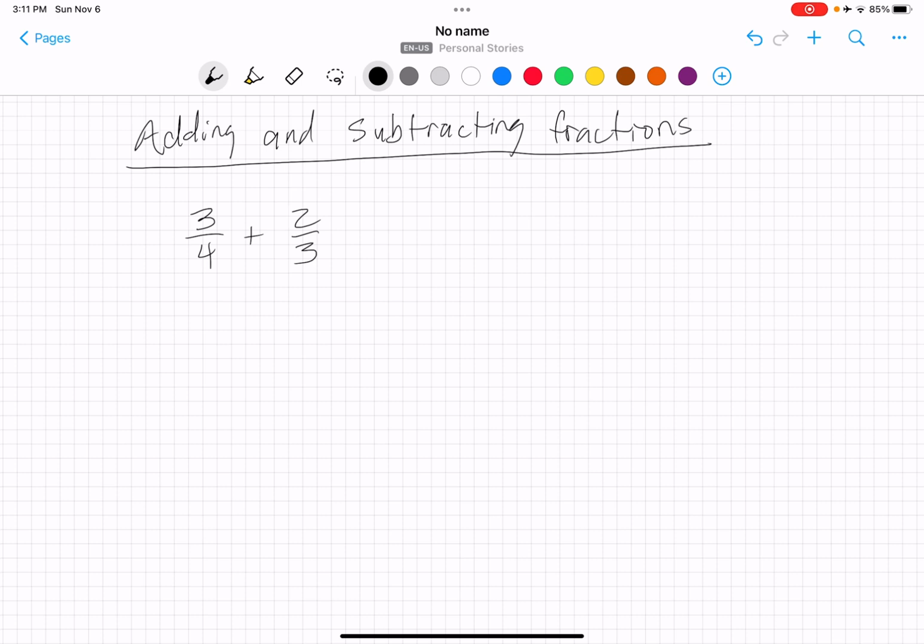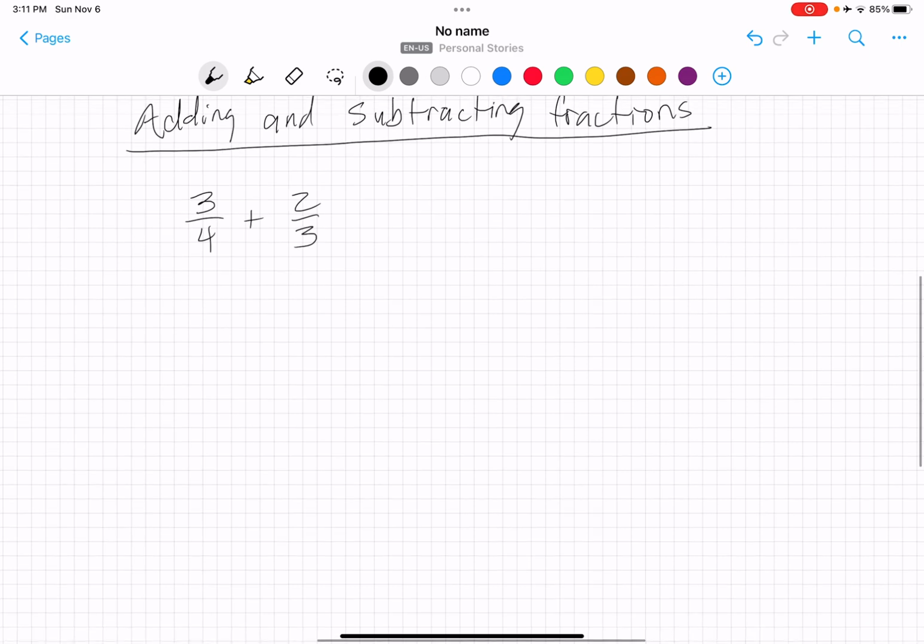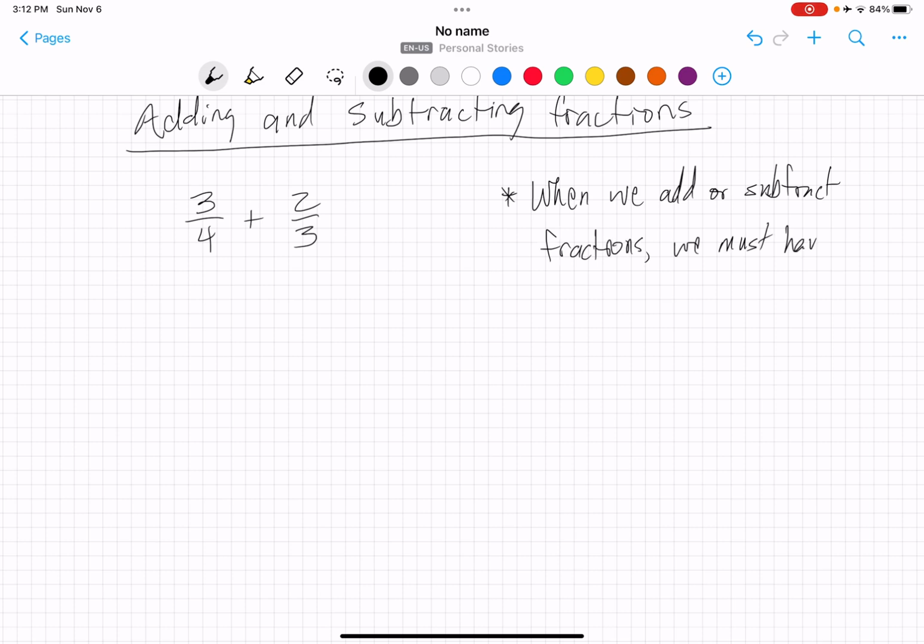Remember that we had a couple of rules for adding and subtracting fractions, and we should note these down so that we can recall them. So when we add or subtract fractions, we must have a common denominator. So when we add and subtract fractions, we must have a common denominator.